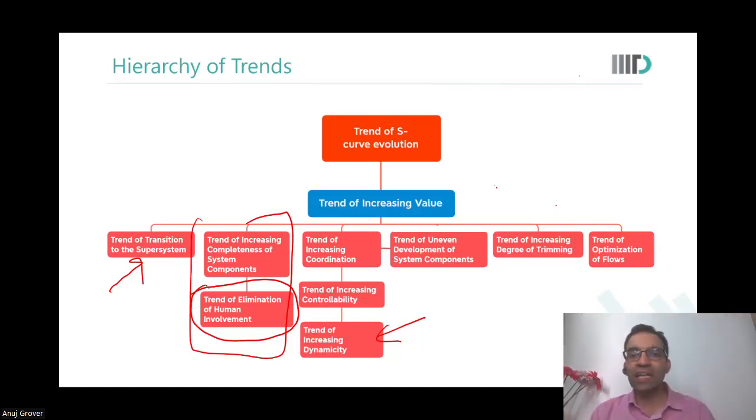So this trend of uneven development of system components actually talks about the trend of increasing coordination. First, CPU speed increased, then you wanted to coordinate and improve the speed of memory also along with it. So you added caches there.